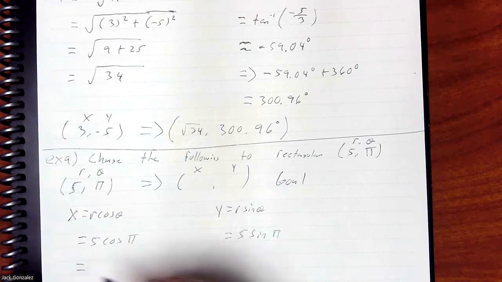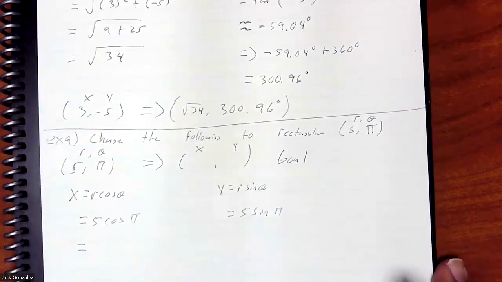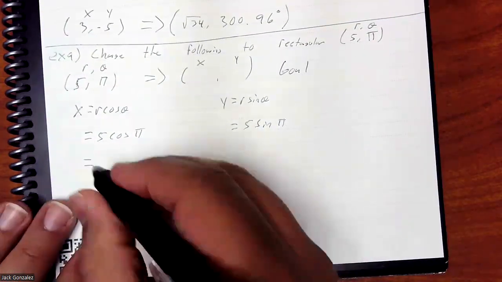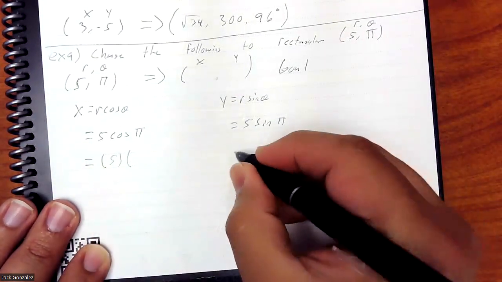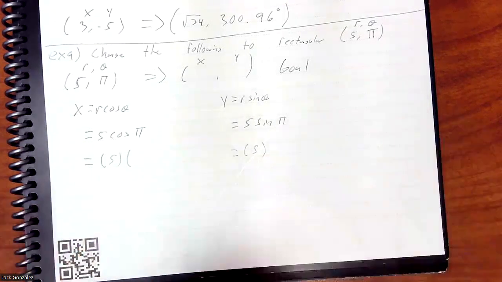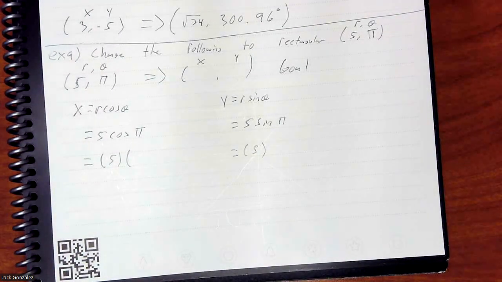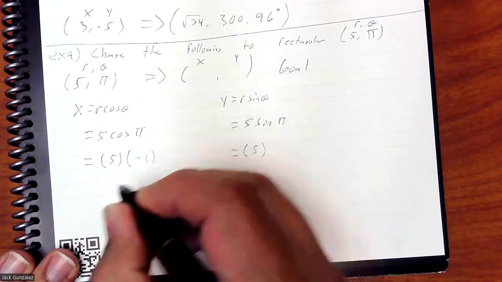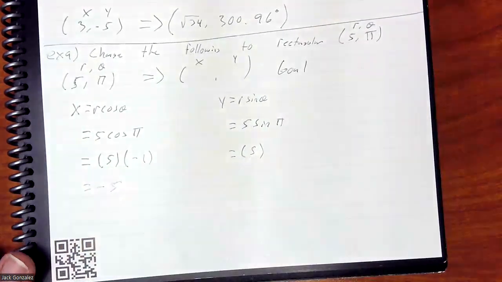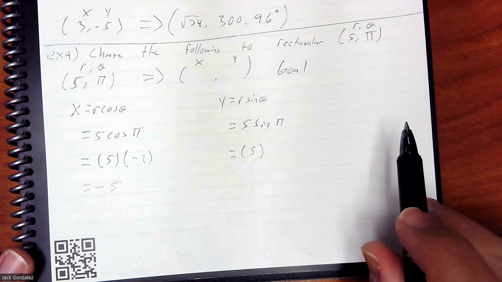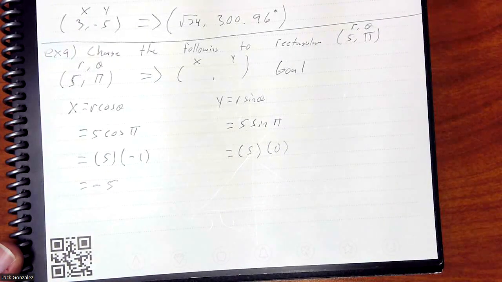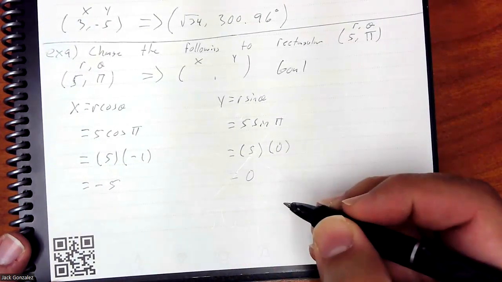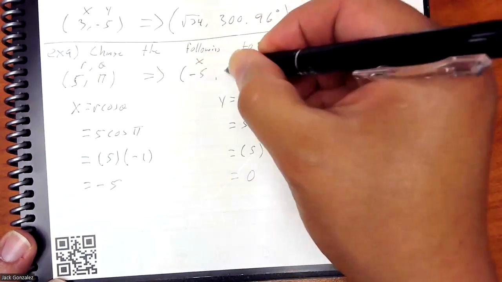What is cosine of pi? You remember? The unit circle is going to be -1, right? So just plug in -1 and you're done. You have the x value. Sine of pi is 0, correct? So at that point, you get 0. So your answer will be -5, 0.